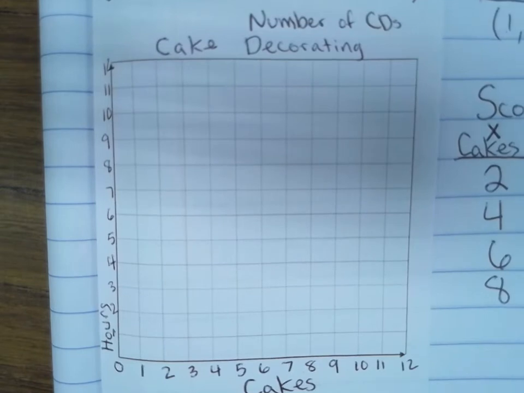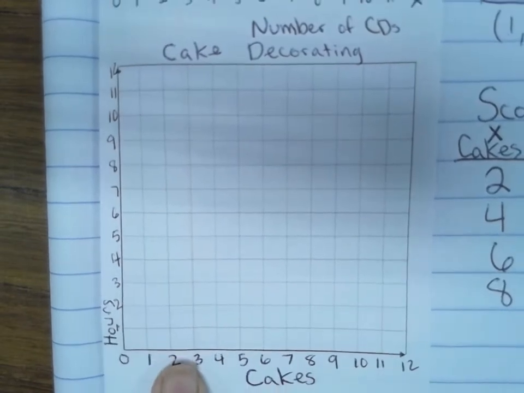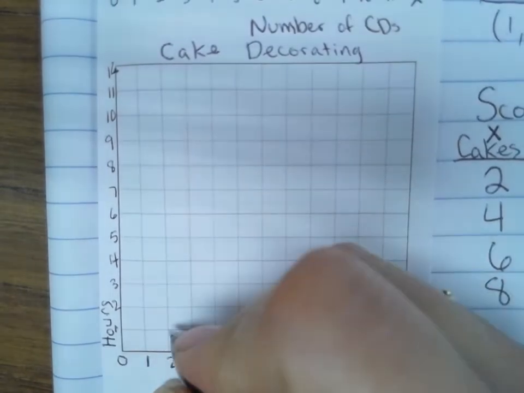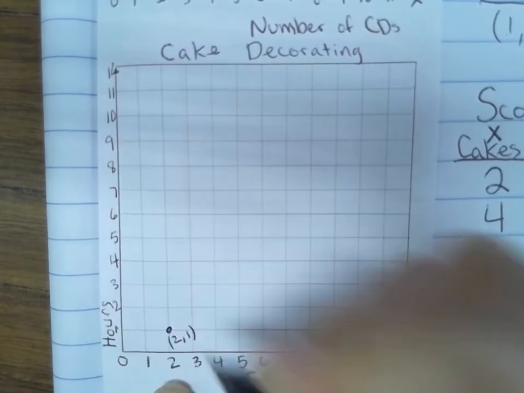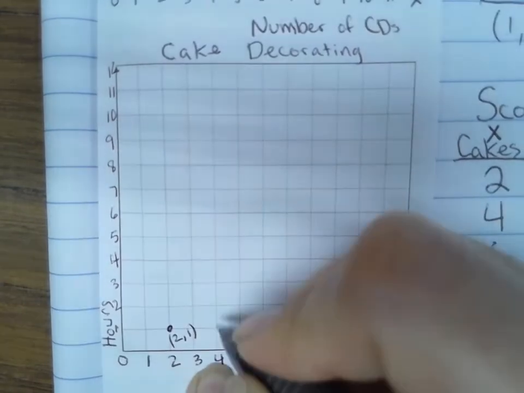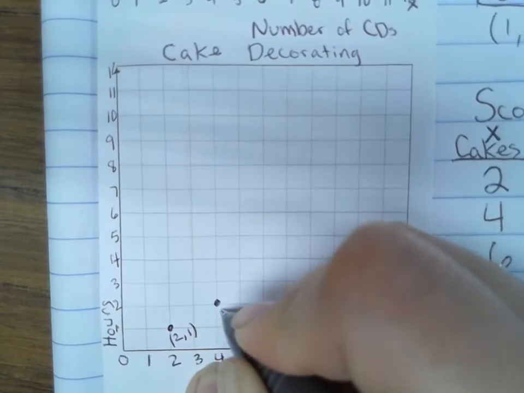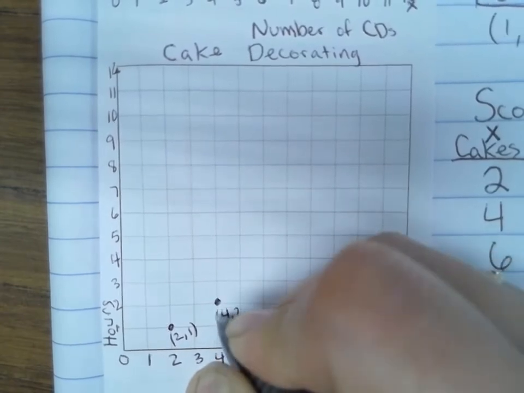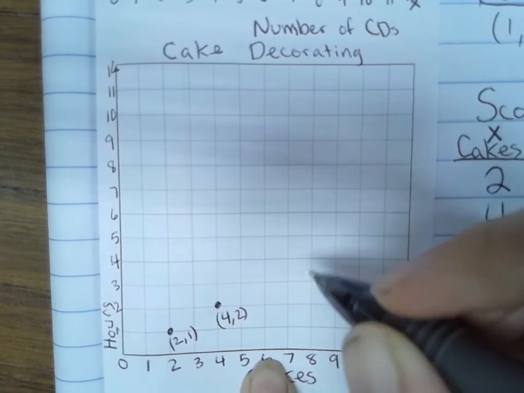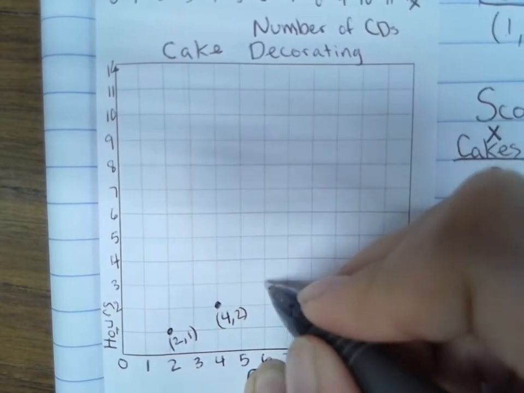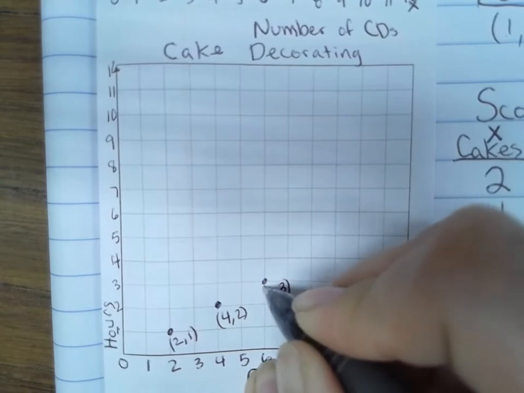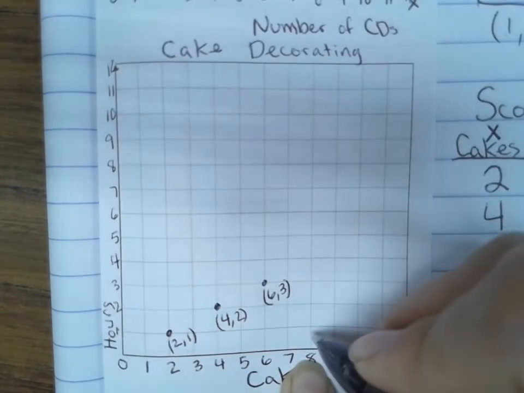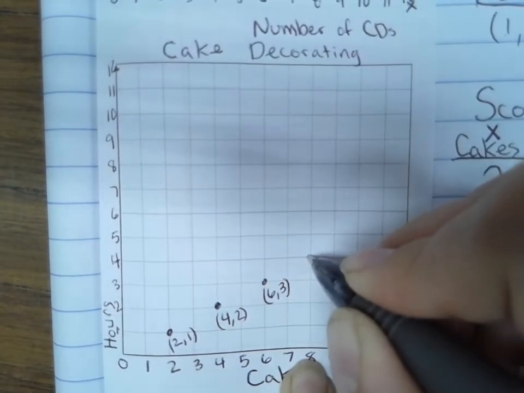So let's first do Scott. We're going to do his in black. So he can do 2 cakes in 1 hour. He could do 4 cakes in 2 hours. He could do 6 cakes in 3 hours. 8 cakes in 4 hours.